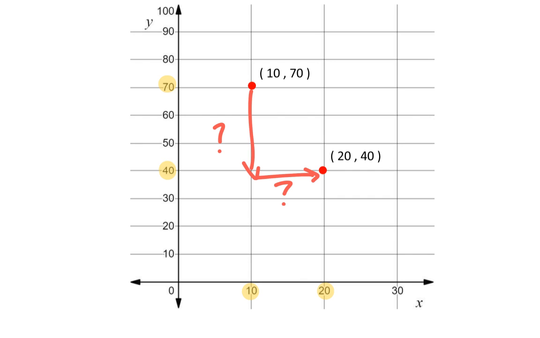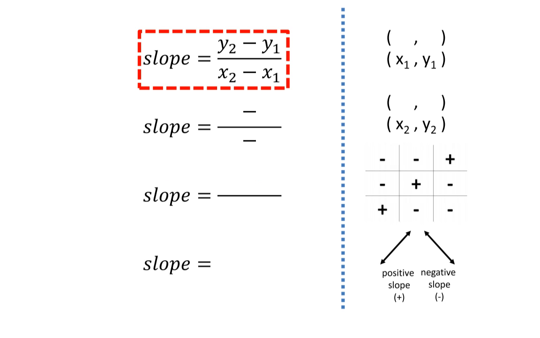However, there must be a better way, and there is. This way involves using algebra and an equation. Let's begin by writing down the information that was originally given to us. We were told that when x was 10, y is 70, and that when x is 20, y is 40. I can now use these 2 points to find the slope.